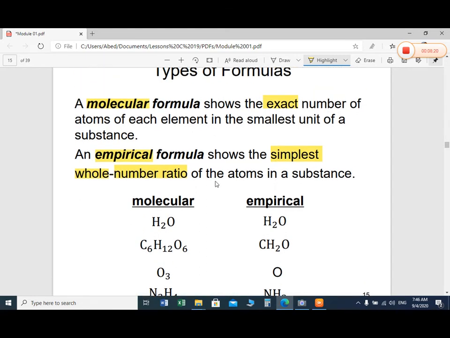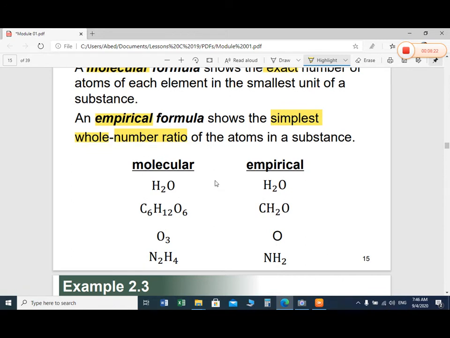You can learn this by some examples. See the water molecule, H2O. If you want to convert it into the empirical formula, then you have to look for the smallest divisible number. Here in H2O, 1 is the smallest whole number. It means you can divide only by 1. If you divide by 1, the answer will remain the same. So the molecular formula of water and the empirical formula of water are the same. No change, because it's divided by 1. It cannot be divided by another number.